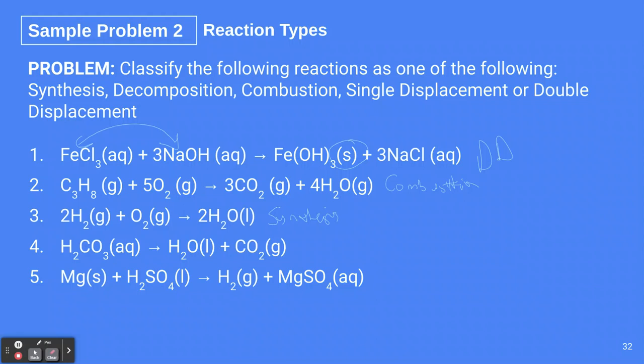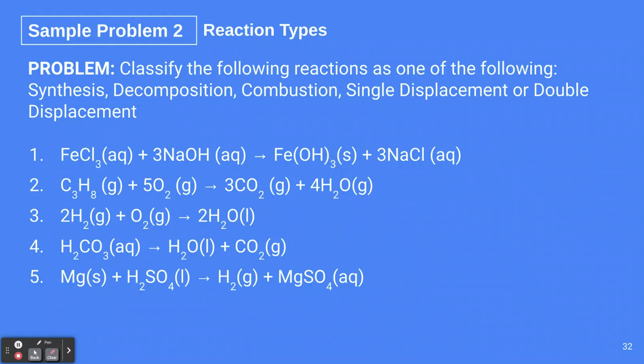The next one would be carbonic acid decomposing into water and carbon dioxide. So that is a decomposition. The last one is magnesium plus sulfuric acid, giving us hydrogen gas and magnesium sulfate. Here, magnesium came in and kicked hydrogen out. So we get hydrogen all by itself, and magnesium and sulfate together. So this is a single displacement reaction.